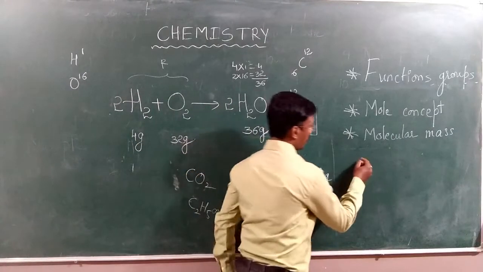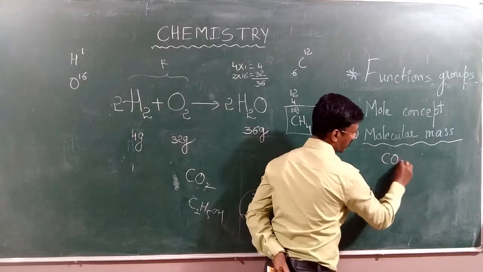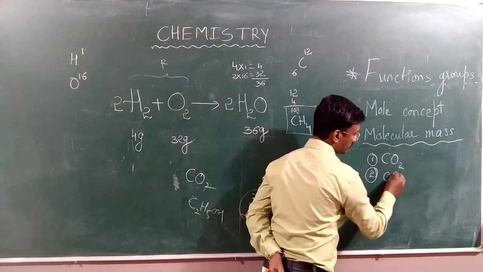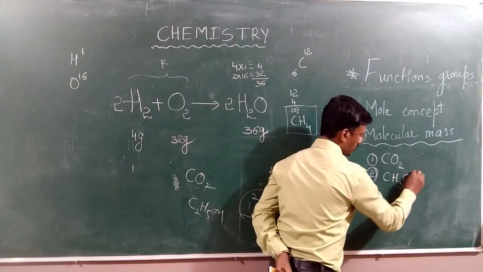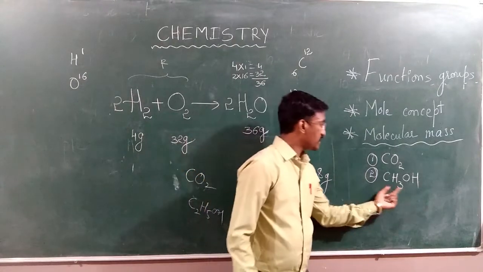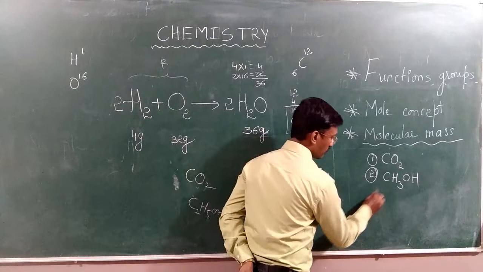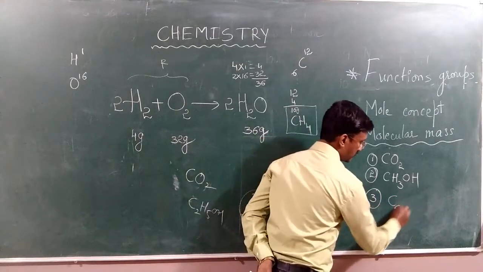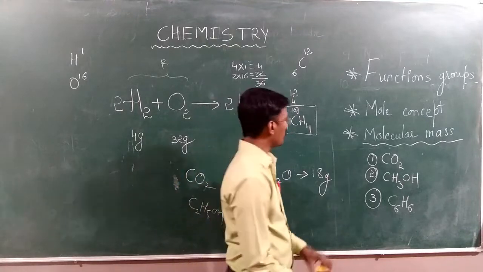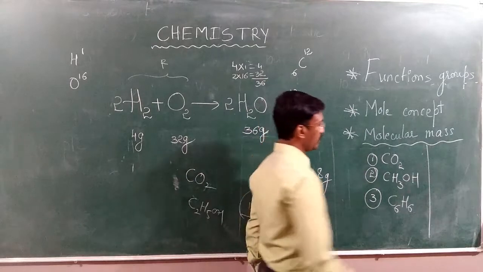Therefore, right now I am giving you practice questions. The first one: calculate the molecular mass of carbon dioxide. Calculate the molecular mass of CH3OH. In the earlier class, you studied that CH3OH is called methanol. Similarly, calculate the molecular mass of C6H6, which is called benzene. I hope you remember. If you want, I will write here only. Can you able to see?